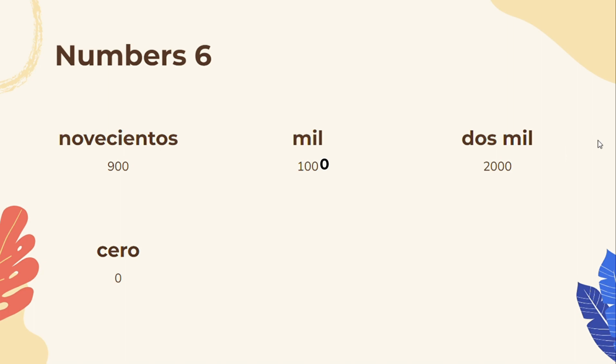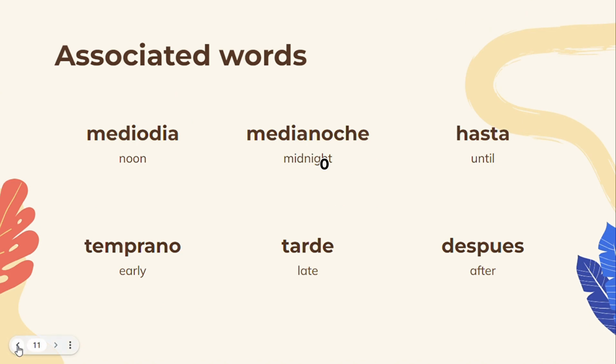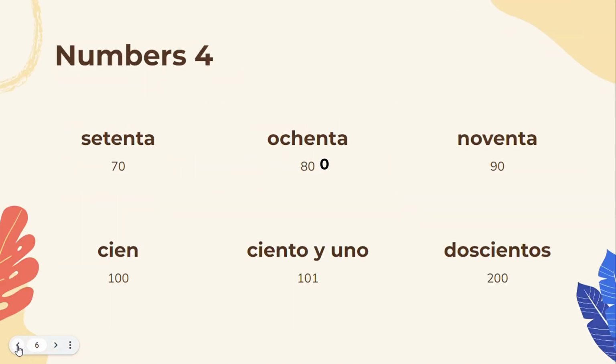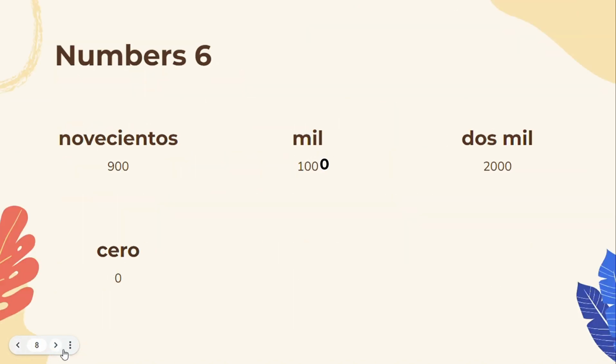And again, ciento y uno. If you wanted to add 1 to the end of that 100, just make sure you have Y following each thousandth, hundredth, tens place. And we can't forget about 0. Can't forget about 0. 0 is cero.